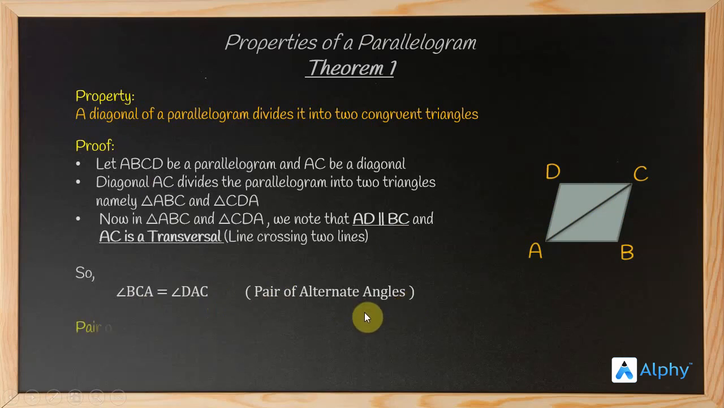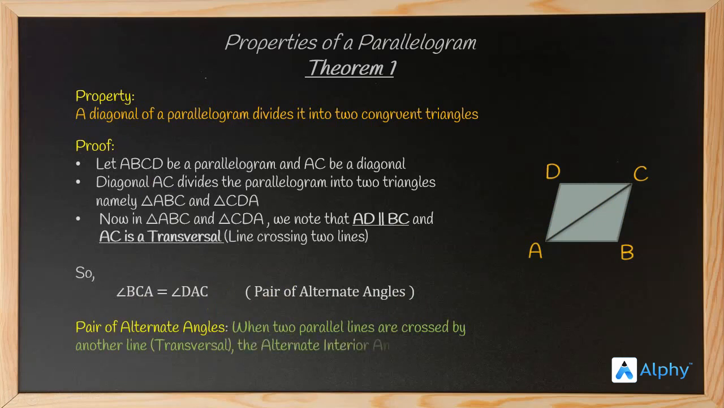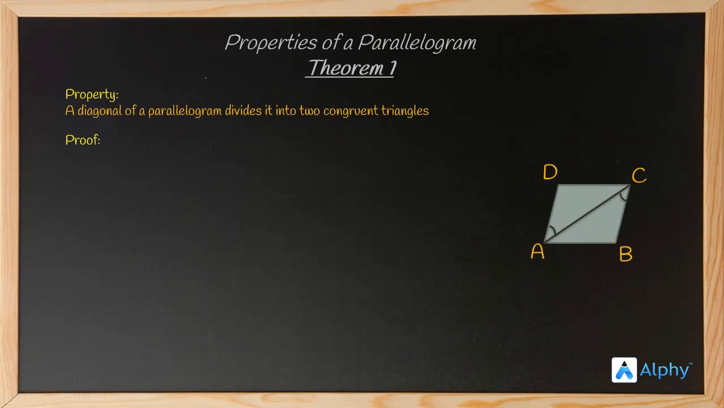So let's recall the property. The pair of alternate angle property states that when two parallel lines are crossed by another line, which we also call a transversal, then the alternate interior angles are equal. What do I mean by this statement? That when two parallel lines, that are AD and BC, are crossed by the transversal, that is AC, the alternate interior angles that are BCA and DAC, as you can see on the screen, become equal, right? Understood? Moving ahead. This is the result we obtained previously.